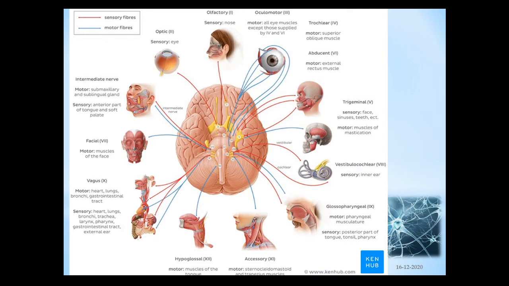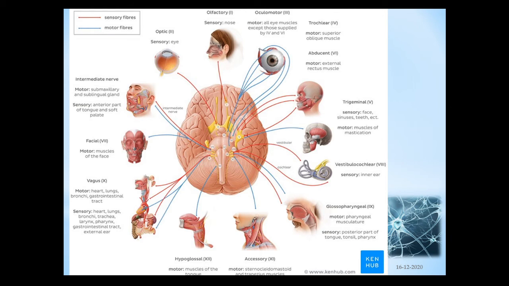As you know, some nerves have a sensory aspect, some have a motor aspect, and some have both; that is, mixed nerves are also there. Here is a typical diagram showing which are the sensory fibers and which are the motor fibers. The olfactory and optic nerves have purely sensory fibers. Coming to the oculomotor, we have the motor component, because it shows purely the blue colored fibers.